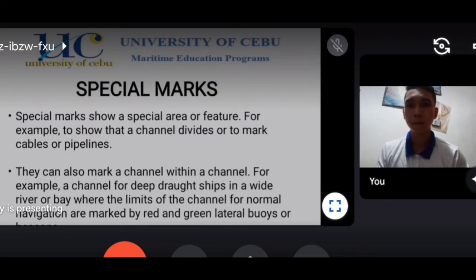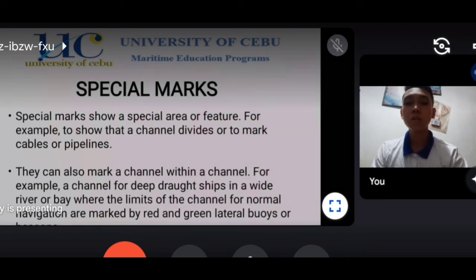So, special marks show a special area or feature. For example, to show that a channel divides or to mark cables or pipelines. They can also mark a channel within a channel. For example, a channel for deep draught ships in a wide river or bay where the limits of the channel for normal navigation are marked by red and green lateral buoys or beacons.